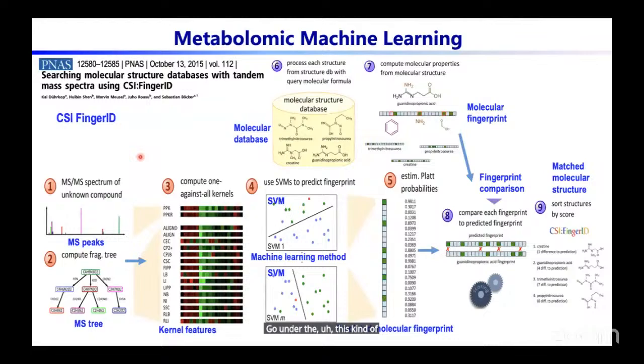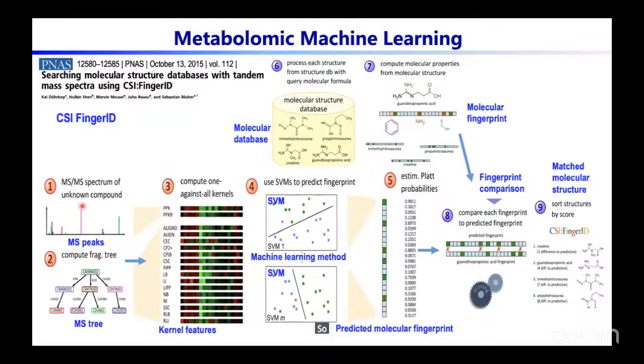This is the AI machine learning method for metabolomics analysis. The task here is to start with mass spectroscopy peaks, and then we need to assemble those peaks into fragments, into the molecules for us. So of course we have this question: which peak combines with which peak to form molecule one, which peak combines with which to form molecule two, and so on and so forth.